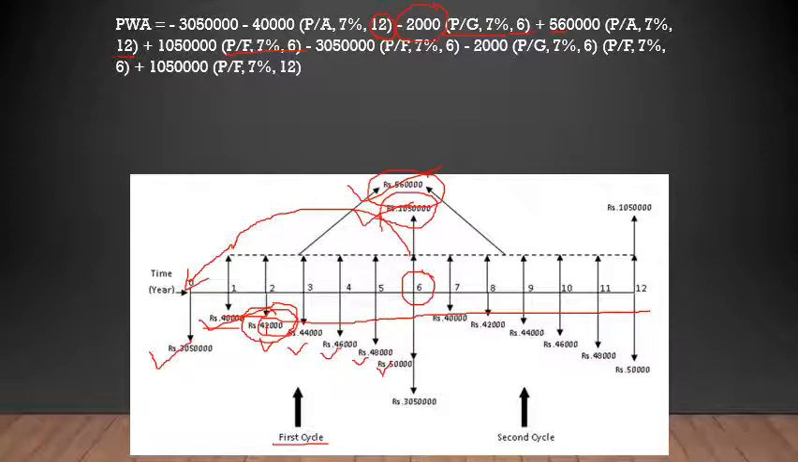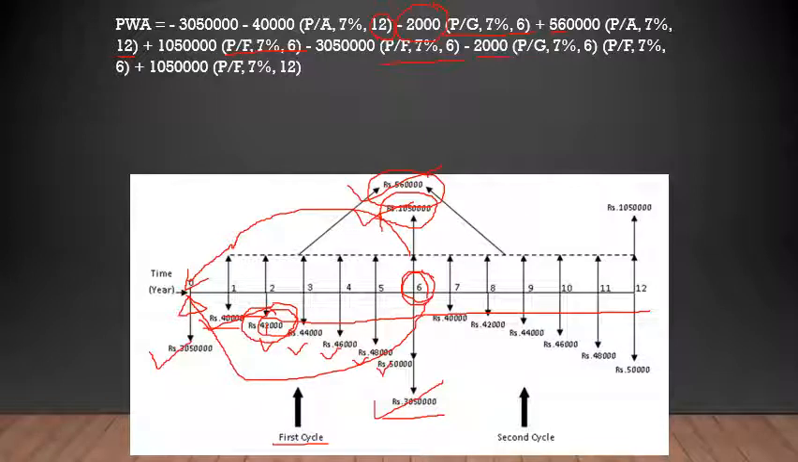This is not done. What is this? This is the second cycle's investment. How much? 30,50,000 minus, because it is negative. Where is it situated? At a distance of 6 years from now. Convert that into t is equal to 0 by using the factor P by F comma 7 comma 6. It is done. Put a tick mark. What else remains now?